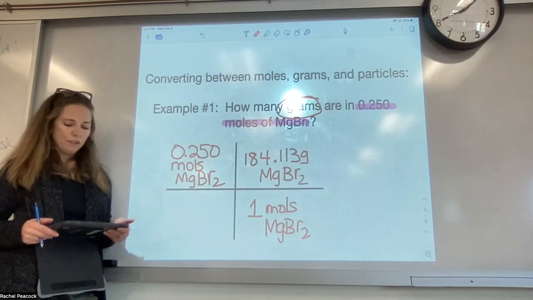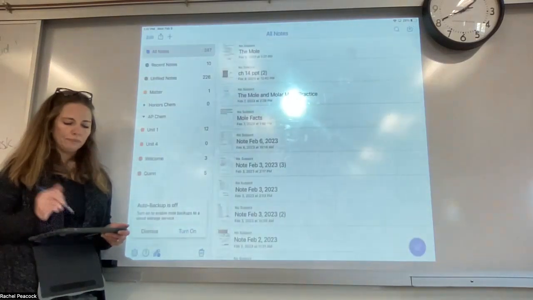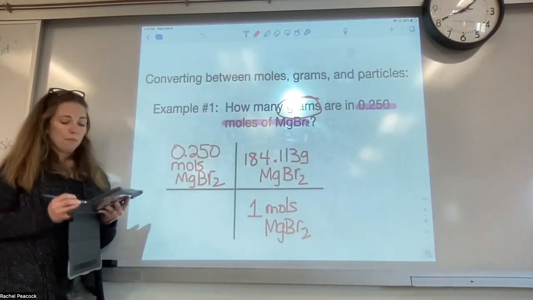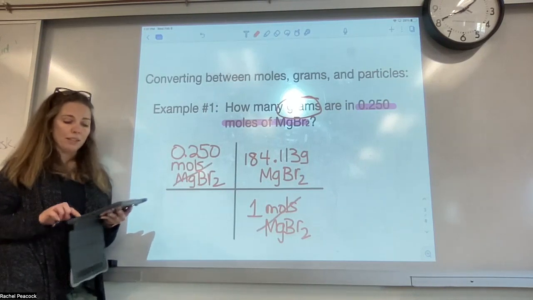Okay, let me just double check that that number was right. Yep, okay. Moles cancels out. We're left with grams, which is what we wanted.